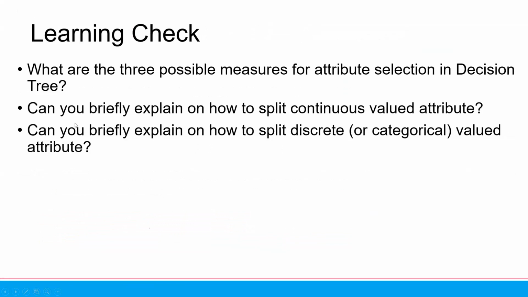Okay, what are the three possible methods for attribute selection? We have information gain, we have gain ratio, and we have Gini index. For the information gain, we want to get the maximum. For the gain ratio, we also want to get the maximum values. For the Gini index, we want to find the minimum among the selection.